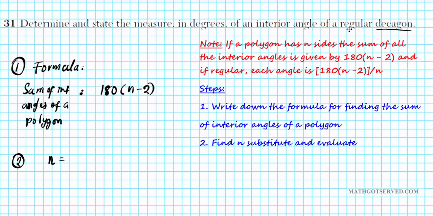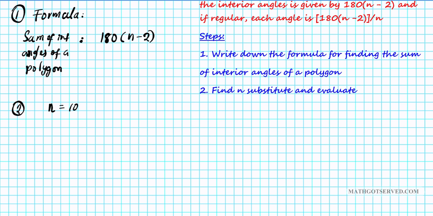What does regular mean? Regular means that all the 10 sides are congruent. Since all the 10 sides are congruent, guess what? All the 10 angles are congruent also. All right? Okay, so we have an equiangular and equilateral decagon, polygon here. All right, so since decagon means 10 sides, n is going to be 10. So let's find the measure of all the angles, and then we're going to find the measure of one angle.